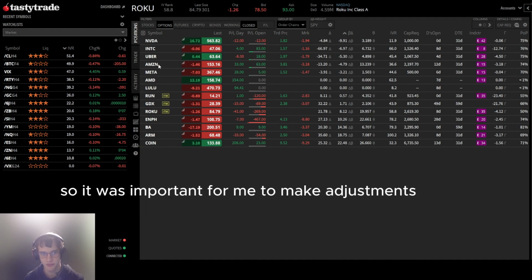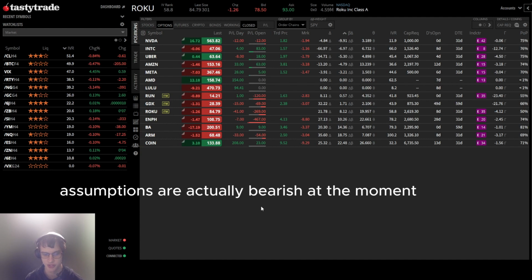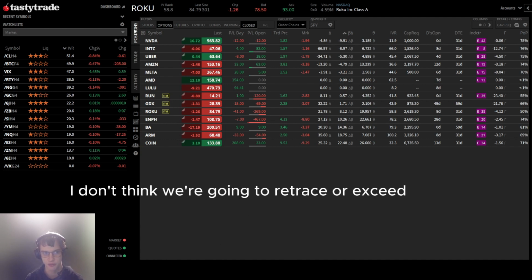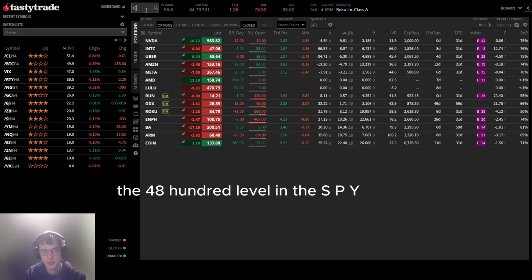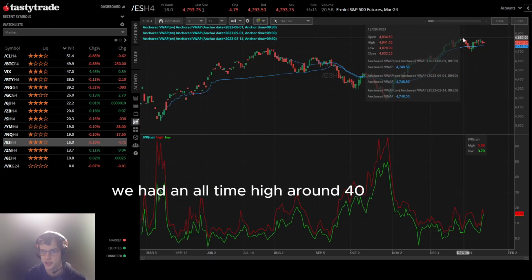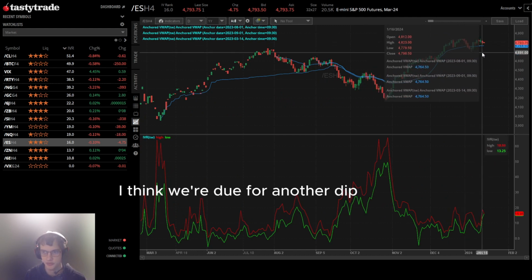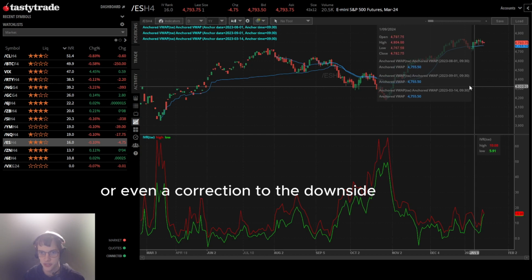So it was important for me to make adjustments that offset the potential to increase my bullish deltas, particularly because my market assumptions are actually bearish at the moment. I don't think we're going to retrace or exceed the 4,800 level in the SPY. If we just look at a chart real quick, we hit an all-time high around 4,800, dipped back, having trouble retracing it. I think we're due for another dip or even a correction to the downside.